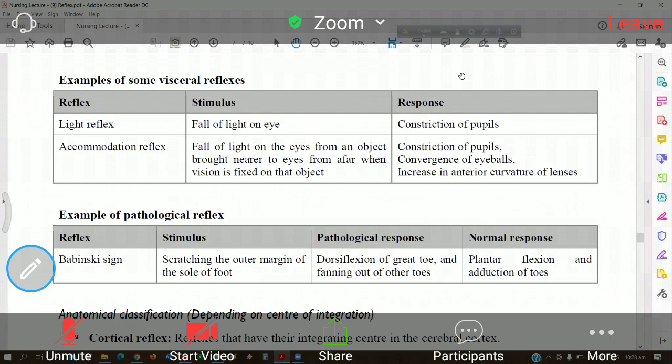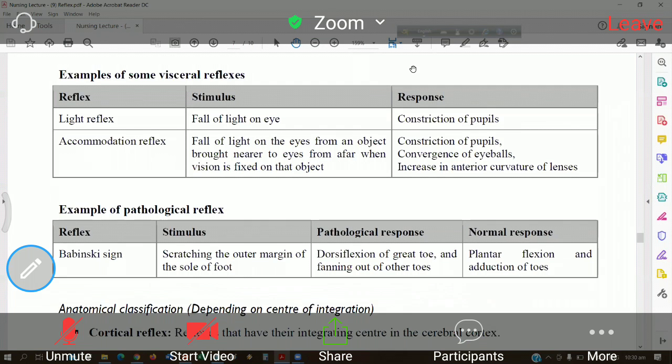Then we have pathological reflexes. Pathological reflexes are those that are, as I said earlier, not present in normal people. They occur only when some areas of our body are pathologically stimulated. One example is the Babinski sign, which occurs when the outer margin of the sole of the foot is scratched. The normal response should have been plantar flexion and adduction of the toes, but in case of Babinski sign, instead of undergoing plantar flexion, the toes go through dorsiflexion. The great toe is dorsiflexed. The other toes are to some degree dorsiflexed, and the toes fan out. This is not a normal response, rather a pathological response. It is called Babinski sign.